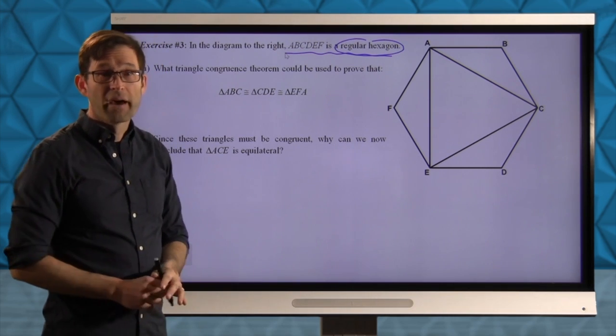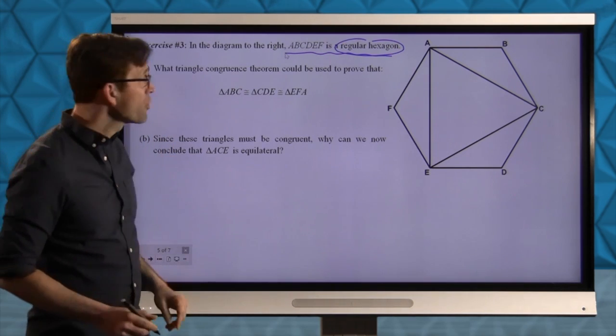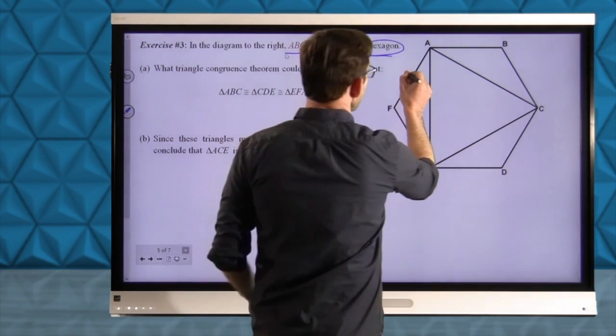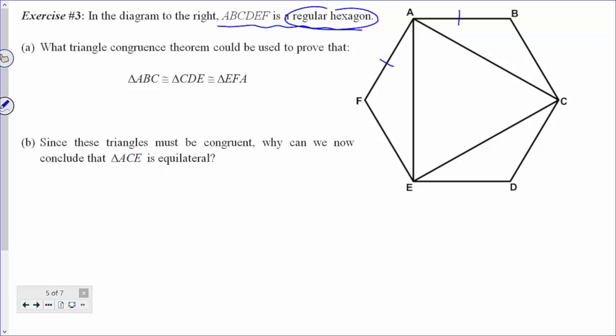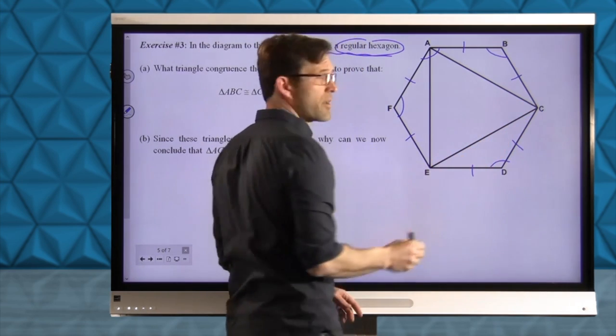All right, let's talk about it. Because it's a regular hexagon, what we know is that this side is congruent to this side, is congruent to this side, this side, this side, and this side. All those sides are the same length. We also know, because it's a regular hexagon, that this angle is congruent to this is congruent to this. We also know that this angle is congruent and this, etc.